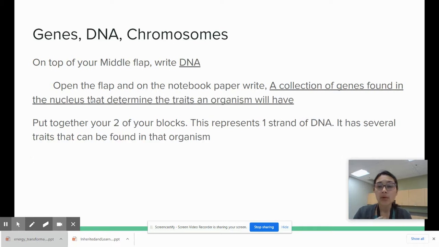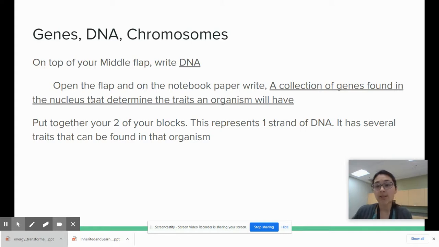Okay. So those of you at home, you'll write the word DNA and then write the definition. Those of you at school, on the middle flap that you have, on the top, you're going to write DNA, and then you'll open it and write the definition inside the notebook, or on top of the notebook paper. So DNA is a collection of genes, so lots and lots of genes coming together, and they're found in the nucleus, and that determine the traits the organism has.